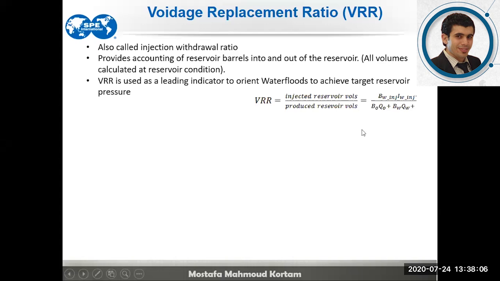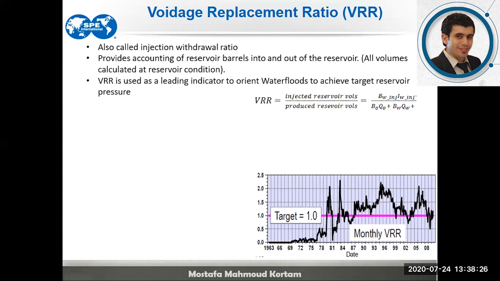So the voidage replacement ratio is used as a leading indicator to orient the waterflooding to achieve the target reservoir pressure. As we were just saying, if you need to raise the reservoir pressure, you have to keep your voidage replacement ratio above one. If you have to stabilize the reservoir pressure, you have to keep it at one.